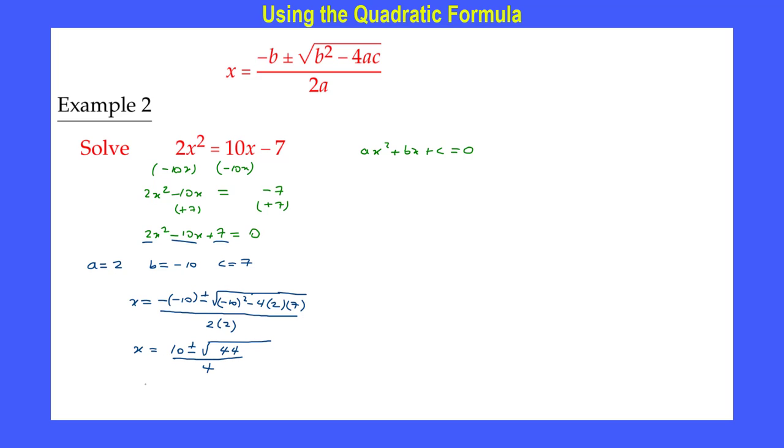Okay, so I've worked out my square root. I can now write out my two solutions. So the first one, 10 plus the square root of 44 over 4. And then I can work that out as a decimal. And my second solution is going to be x equals 10 minus the square root of 44 over 4. And again, I can work it out as a decimal.